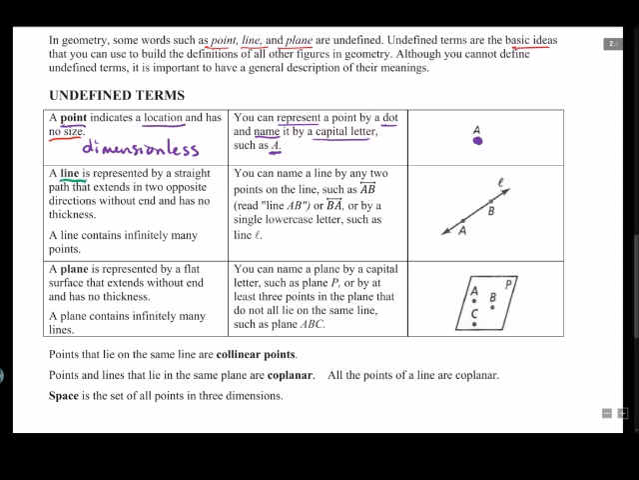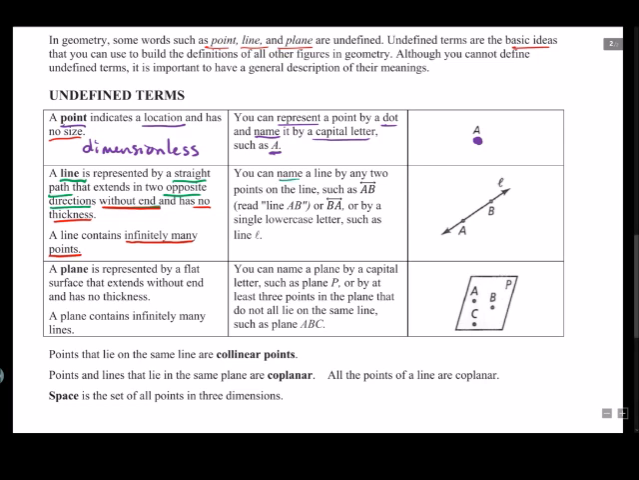A line is represented by a straight path that extends in opposite directions without end and has no thickness. Without end is important too. Lines go on forever. You know that. That's why we draw arrows on the end. A line contains infinitely many points.